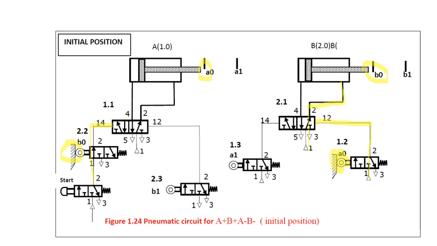See, it has an input signal from the compressed air directly, which is given to memory valve 2.1. So 2.1 also has an independent compressed air supply from the compressor, so that will give a supply to the rod end of cylinder B, so that cylinder B is under the retract condition. So when it is in the retract condition, then only it can generate the B naught signal. This is the initial condition of the circuit diagram to get a sequence of A plus, B plus, A minus, B minus. Next we'll see the next position.